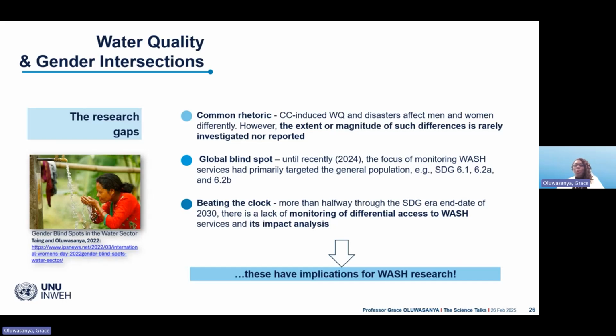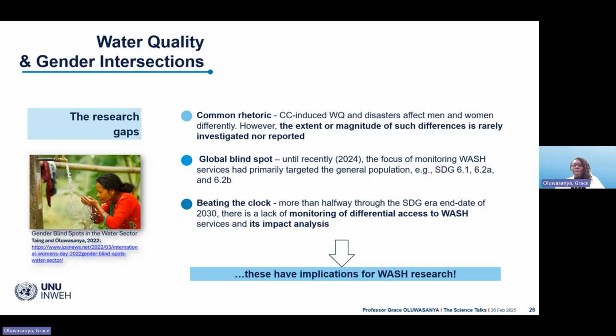Another gap will be the global blind spot, that even at the UN, at the global level, only until recently, by recently, I mean last year, 2024, the focus of monitoring WASH services had primarily targeted the general population. So if you're familiar with SDG 6, what is being monitored is the proportion of the population that have access to safely managed water services, or safely managed sanitation services, or a basic hygiene facility and the like. This monitoring has not been disaggregated until the recent publication, where they have a few sections just to flag some disaggregated data, and hoping to expand on it going forward. We hope we'll see more of that going forward. So the idea is we're actually against the clock here.